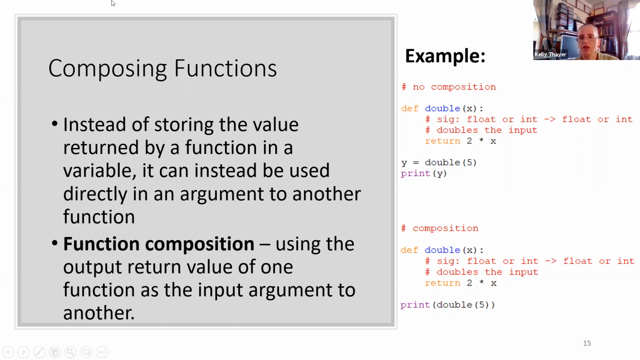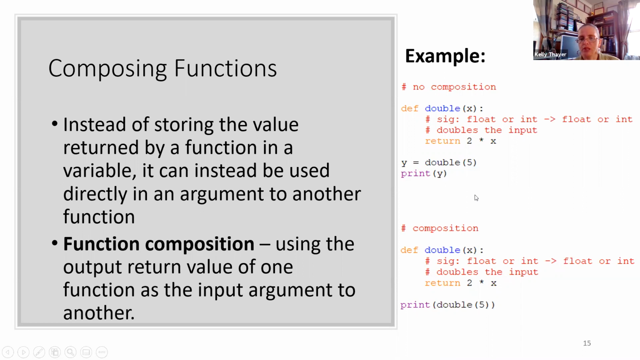This is a function that does not have composition, so def double x. This is going to return 2 times x. So y equals double of 5. This calls the double function and doubles 5, which is 10, and then prints y. So this has a variable, and then we print the value of that variable. There is no composition here because the value that gets returned is stored in a variable, and then we print the variable.